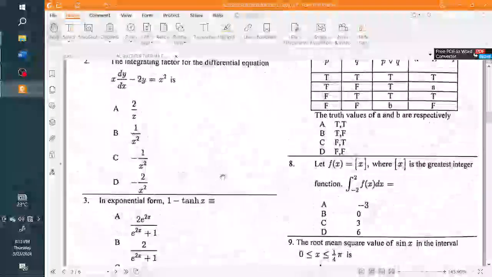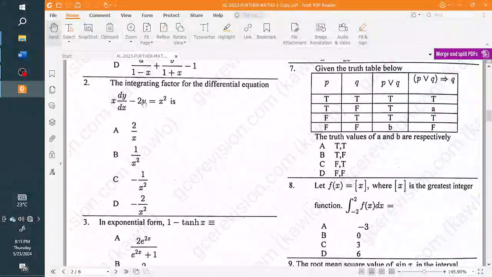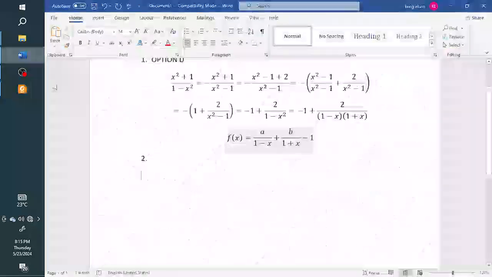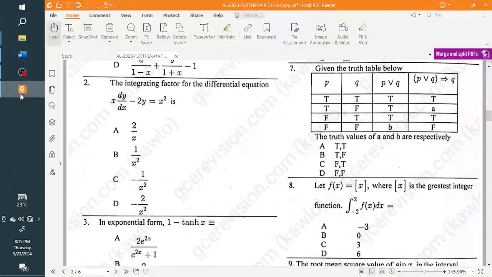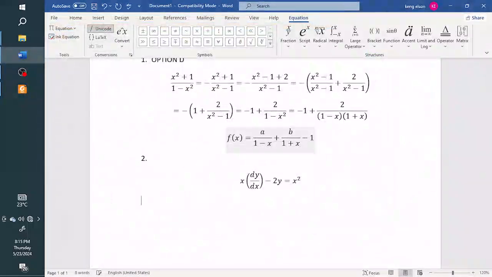All right, question 2. The integrating factor of this differential equation is... the differential equation is x y prime minus 2y equal to x squared. So it is x dy by dx minus 2y equal to x squared. I think I wrote it correct. Voila. So how do I get my integrating factor?